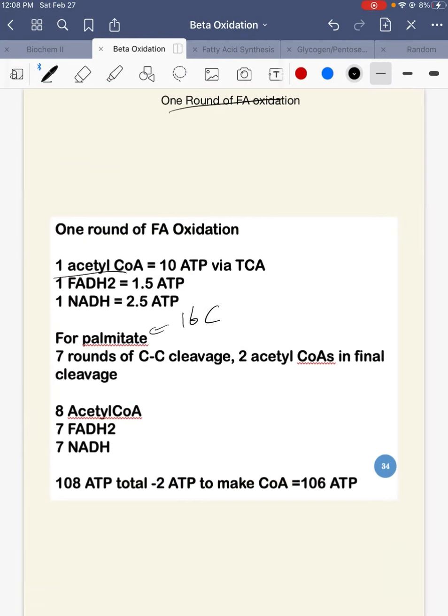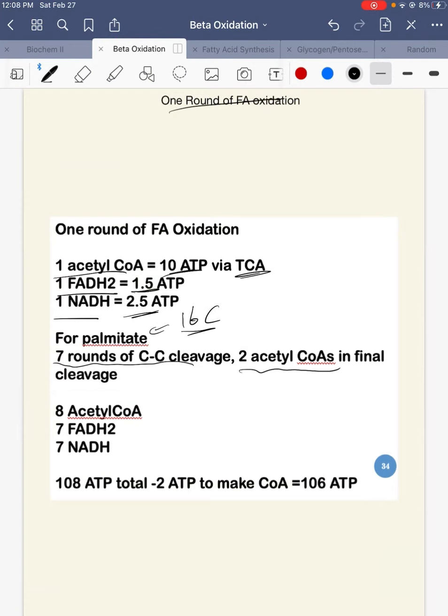So one acetyl-CoA that we make can make 10 ATP through TCA. We make 1 FADH and we make 1 NADH. So this will give us 1.5 ATP for 1 FADH, 2.5 for NADH. So if we run palmitate, which is a 16 carbon molecule, we'll do 7 rounds of cleavage, right? And then we'll get 2 acetyl-CoAs at the end in the final cleavage.